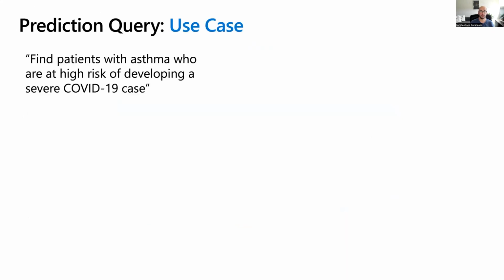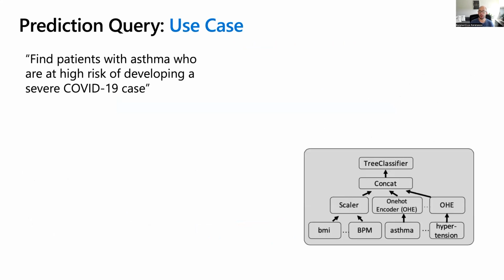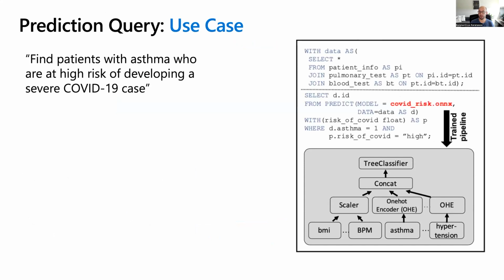And to make things a bit more concrete, let's consider the following scenario. Let's say we're a hospital, and every morning we want to find the patients with asthma who are at high risk of developing some COVID-19 complication. In order to run this query, we're going to be using this model that has been trained over data throughout the country to find the risk of a patient for a COVID-19 complication. And we will embed this query in a bigger SQL query that looks as follows.